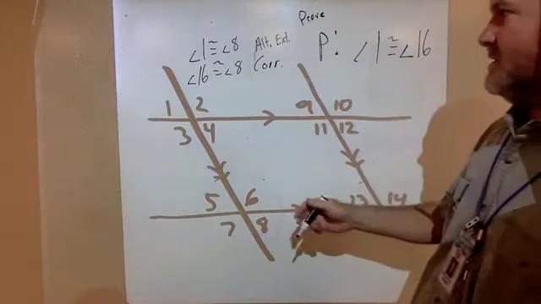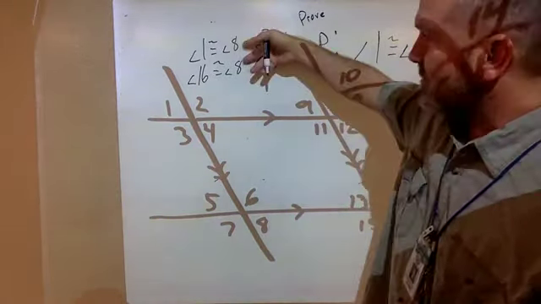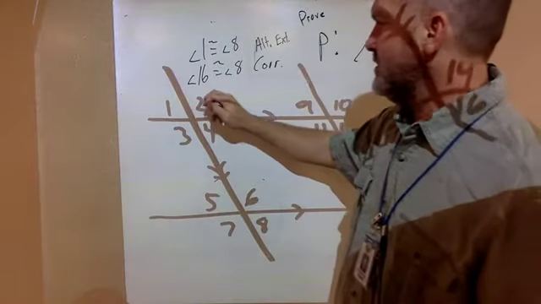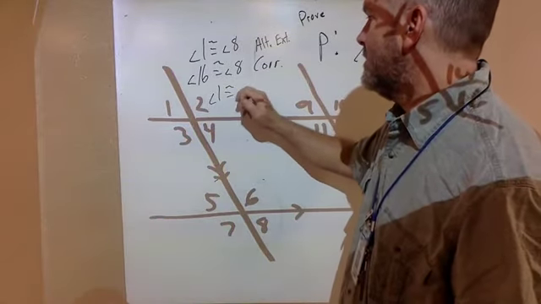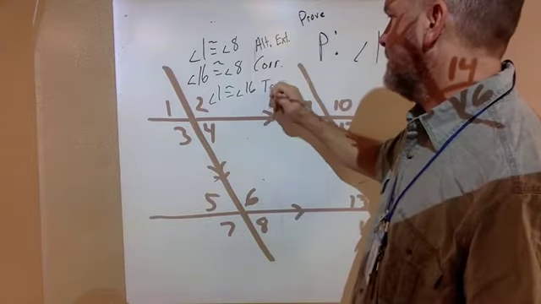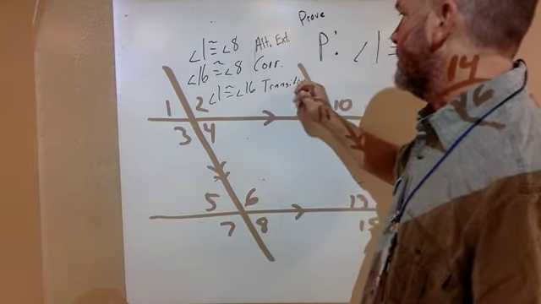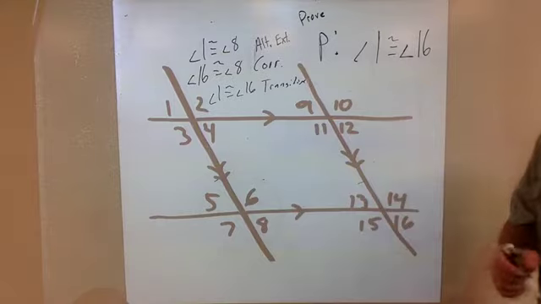Now we can say 1 and 16 are both equal to the same thing, 8, therefore they must be equal to each other because of transitive. Nailed it. All right, that's it. That's how you do these.